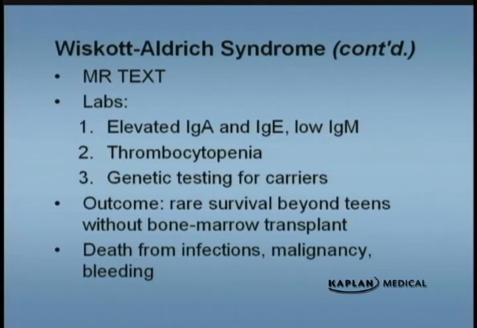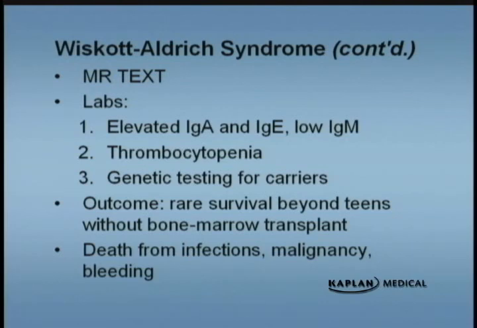The E stands for eczema. The X is for X-linked. And the last T stands for thrombocytopenia. So that's a quick way of remembering some of the characteristics of Wiskott-Aldrich. The labs will show an elevated IgA and also an elevated IgE, but again, the IgM is low. And you'll see thrombocytopenia. You can do some genetic testing for carriers of Wiskott-Aldrich.